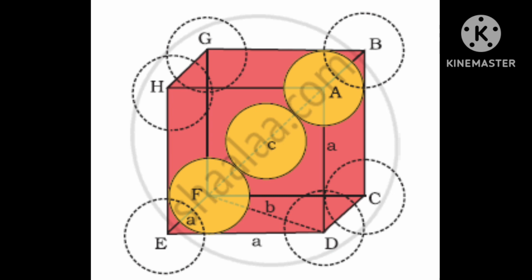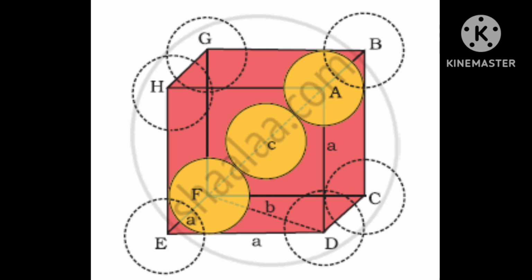The volume of a sphere is 4/3 pi r cube. So you multiply by 2: 2 into 4/3 pi r cube. This is the total volume, the volume due to the 2 spheres.